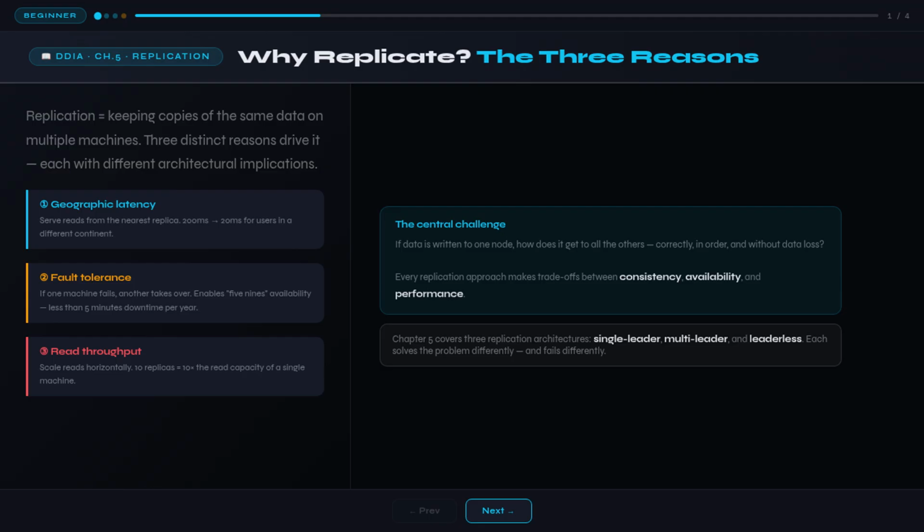Replication means keeping copies of the same data on multiple machines connected over a network. That sounds expensive and complicated, so why do it? The book identifies 3 distinct reasons, and they're worth understanding separately because they lead to different architectural decisions.